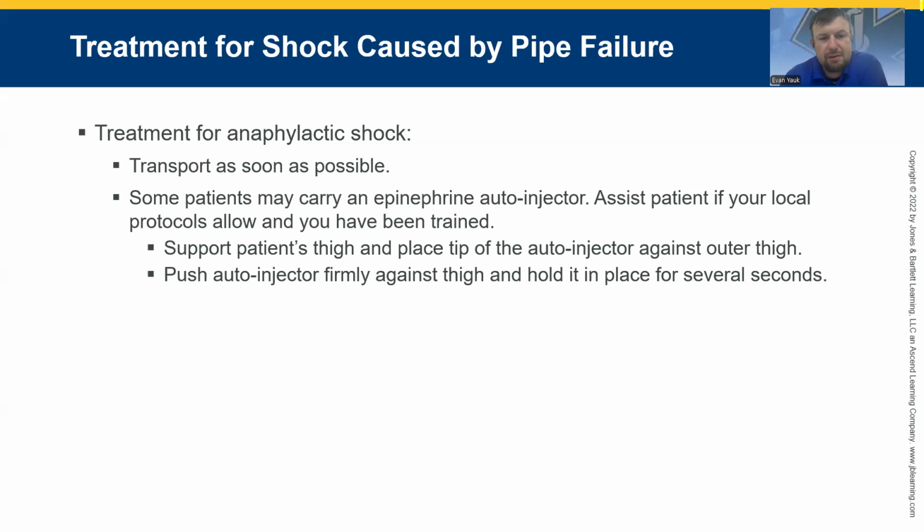Support the patient's thigh, and place the tip of the auto injector against the thigh. Push the auto injector firmly into the thigh and hold it in place for several seconds. I was taught 7 to 10 seconds. So we slam into the thigh, we hold 7 to 10 seconds, and then we're going to rub the injection site in a circular motion, and that diffuses that medication out to the tissue. We do have practice epis at school that we can practice with.